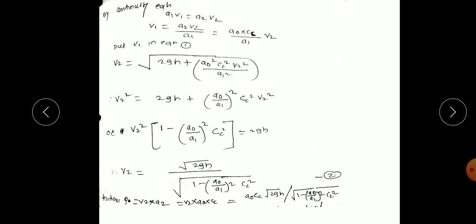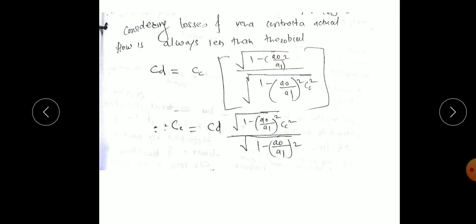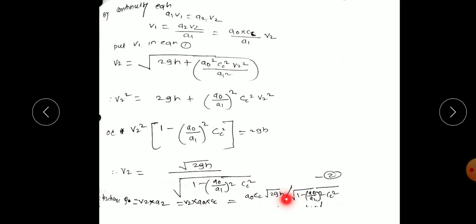Now discharge, we know, is equal to area into velocity, so V2 into A2. Putting the value of A2 as AO into Cc, and putting this value of V2, we get discharge equal to AO Cc times the square root of 2gH, divided by the square root of 1 minus AO upon A1 whole square Cc square. Now simplifying this further, we know the actual flow rate is less than the theoretical flow rate. So this formula is for the theoretical flow rate.